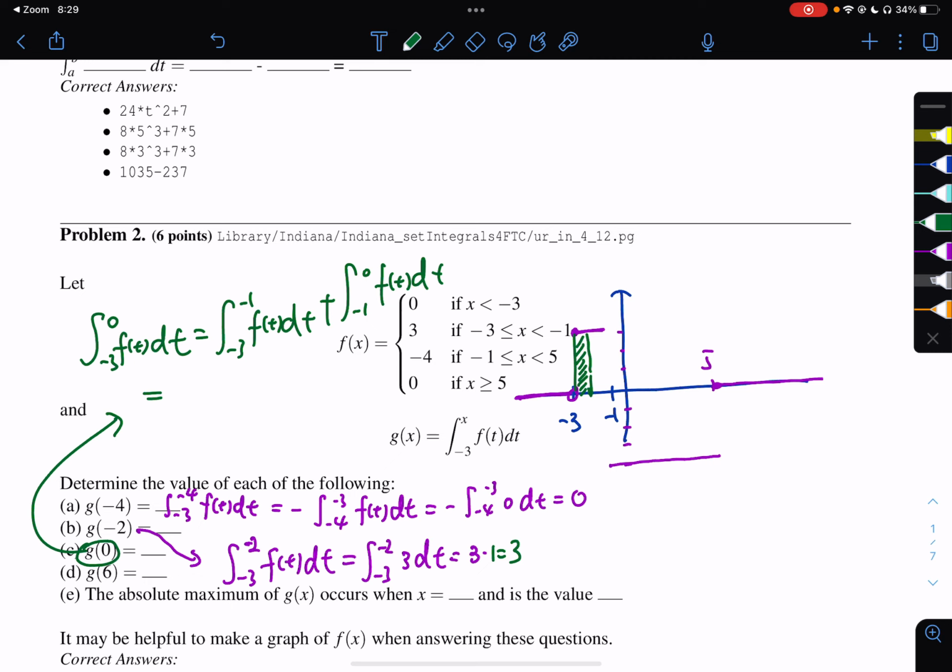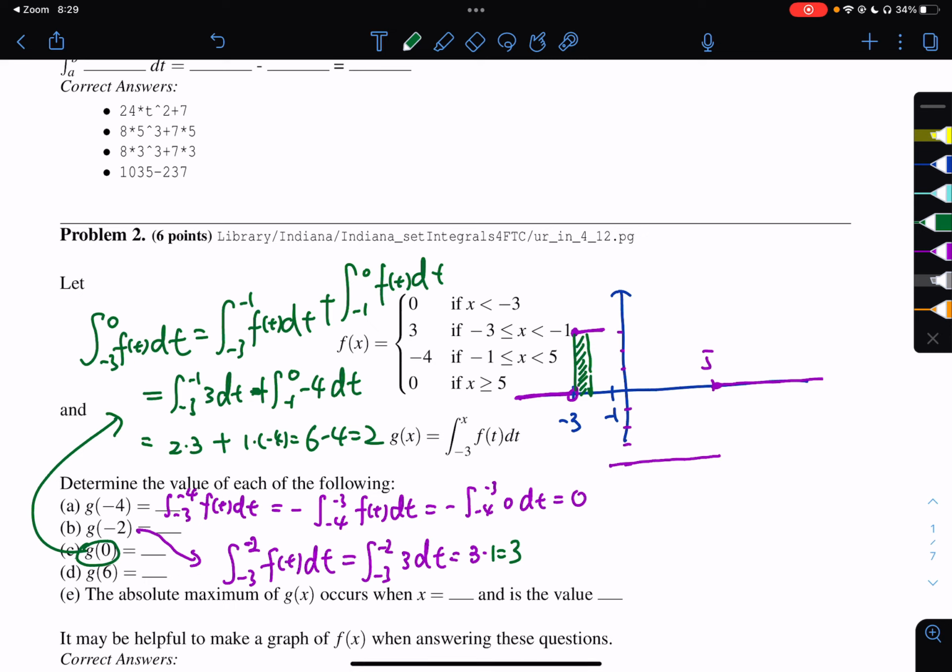So for this case, you have -3 to -1, the function value is 3, and then from -1 to 0, your function value now becomes -4. That's the height of it, dt. You can either carry out integration or use the area. It's base 2, height 3, a rectangular shape. Then base 1, height -4, so it's 6 minus 4, which is 2. So that's the net area.